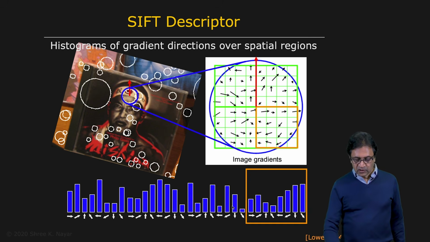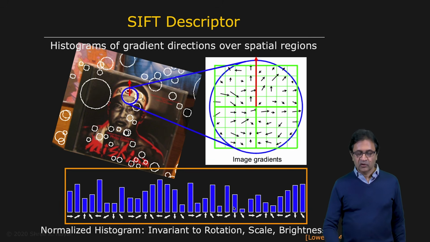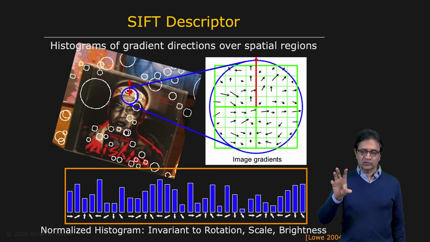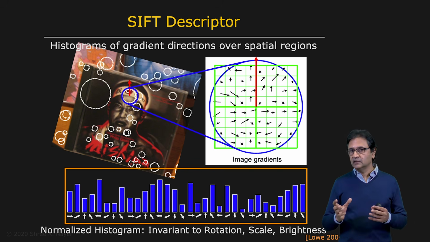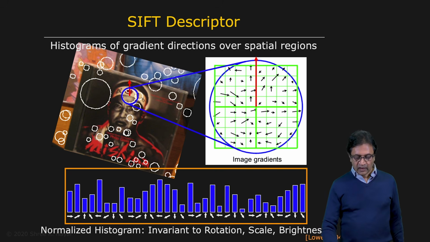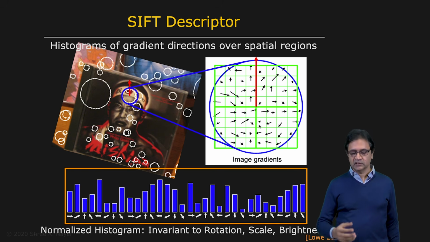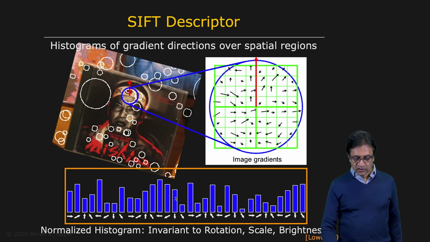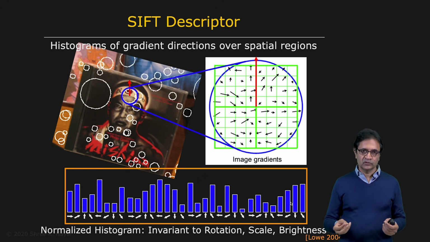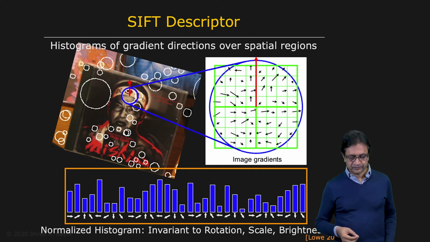Now remember that this histogram is normalized in the sense that it is invariant to rotation. We already have undone the effect of orientation or rotation. We have undone the effect of scaling. And by ignoring the magnitude of the gradient, we are also less sensitive to brightness. So this is something that we can directly use as a descriptor, a signature for matching two SIFT features.